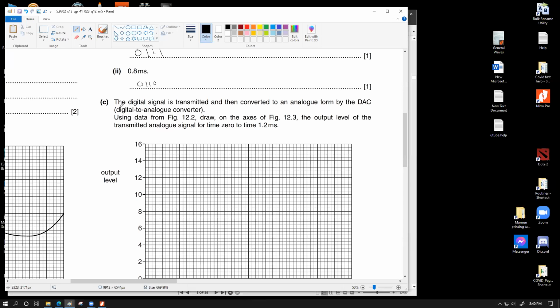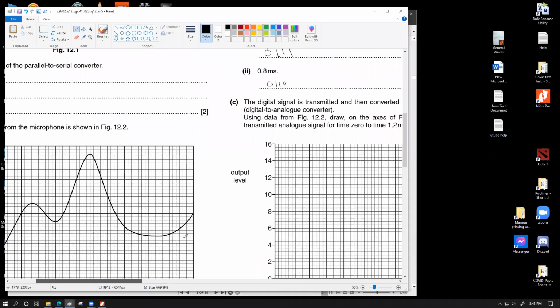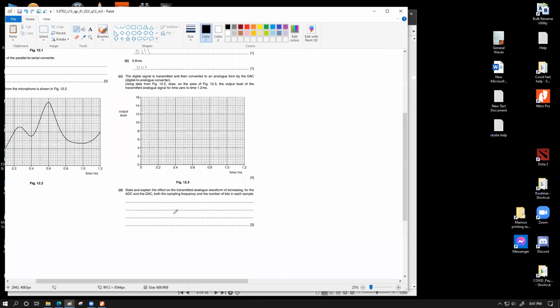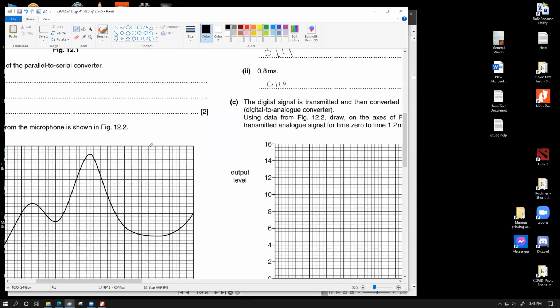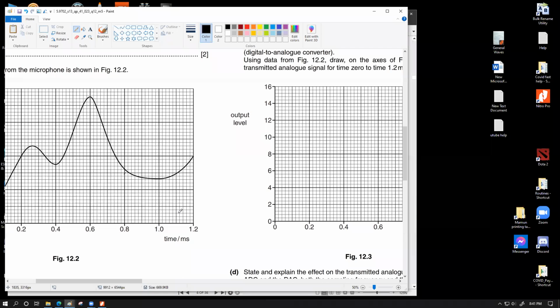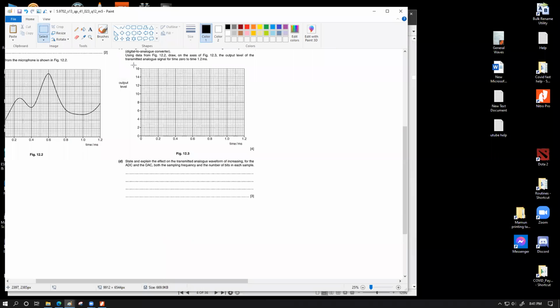And then the question comes in: the digital signal is transmitted and then converted into the analog form by the DAC, digital to analog converter, using data from figure 12.2. Draw on the axis of figure 12.3 the output level of the transmitted analog signal for time 0 to time 1.2 millisecond. Now, to be able to draw this easily, I'm going to do one thing so that I can make better sense with you. These two are the exact same graph. So I'm going to first show you how to do this. Then I'm going to take a modified version of this one, and I'll show you what we're going to do.